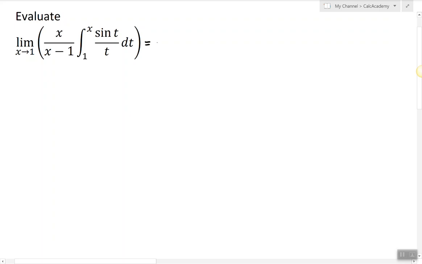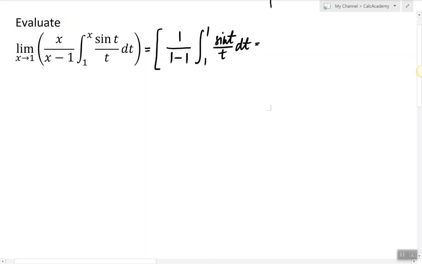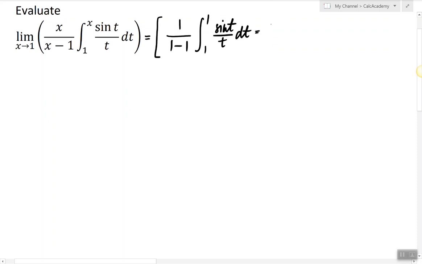And to begin, let's take a look at the expression inside of the limit, and to determine the type of the limit, we would like to evaluate that expression at 1. And plugging in 1 gives us the following. And in the denominator we have 0, and the integral from 1 to 1 is also equal to 0.